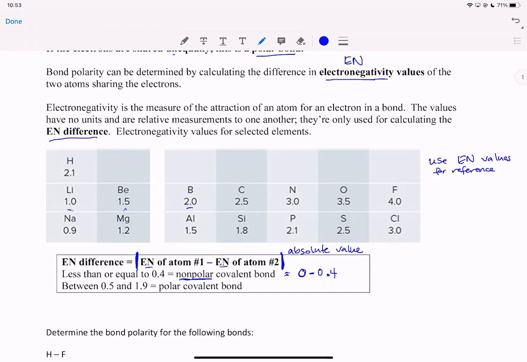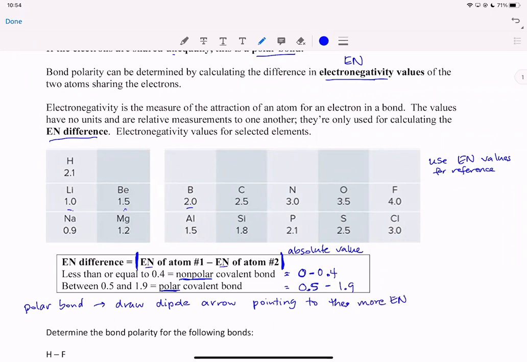Or the range is between 0.5 and 1.9. That's a polar bond. And the polar bond is the bond that is unequally shared. And so for a polar bond, from the video, you can draw dipole arrows. You can draw a dipole arrow, and that dipole arrow points to the more electronegative atom.